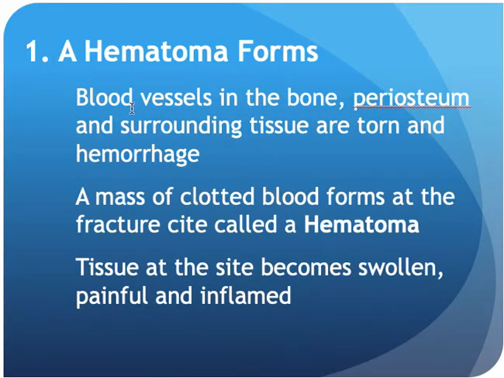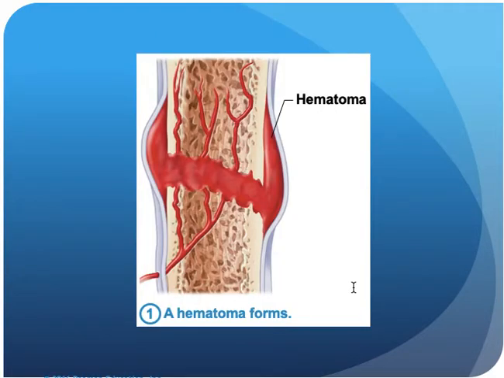And then you're going to start to hemorrhage, or you're going to have a lot of bleeding, okay? But a mass of clotted blood is going to form at the fracture site, and this is called a hematoma. You're also going to have the tissue at the site become swollen, painful, and inflamed, and this is just that whole inflammation process, okay? And this is really just there to keep you from moving it, let you know that, hey, this part is injured, and it's your body's attempt at protecting it as best it possibly can. So here is a picture of this formation of the hematoma.